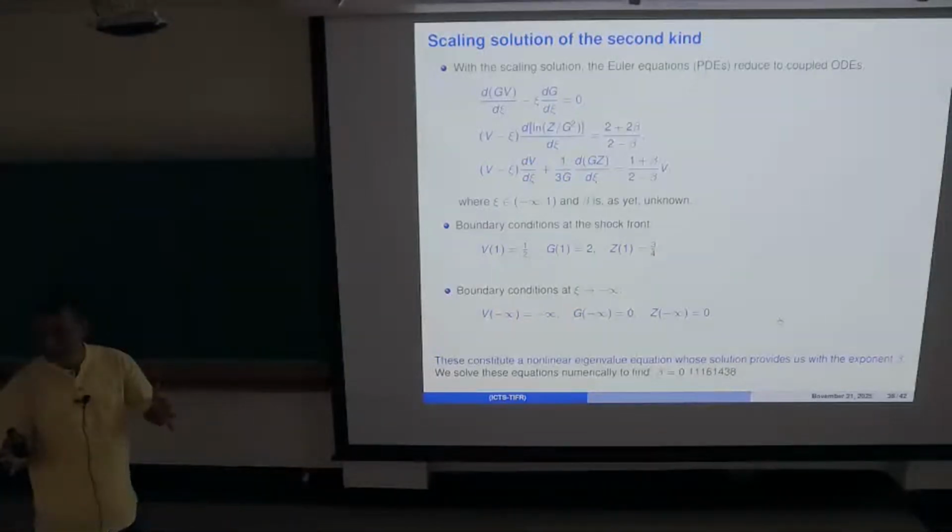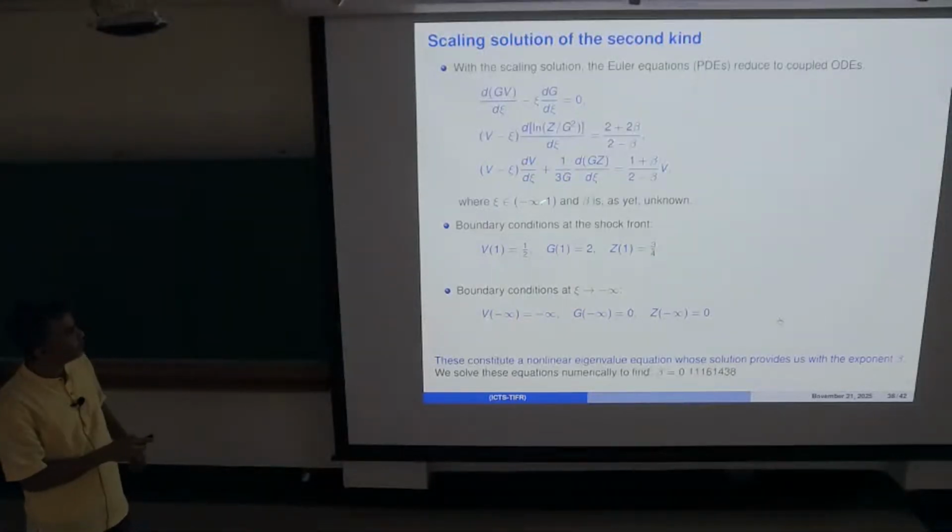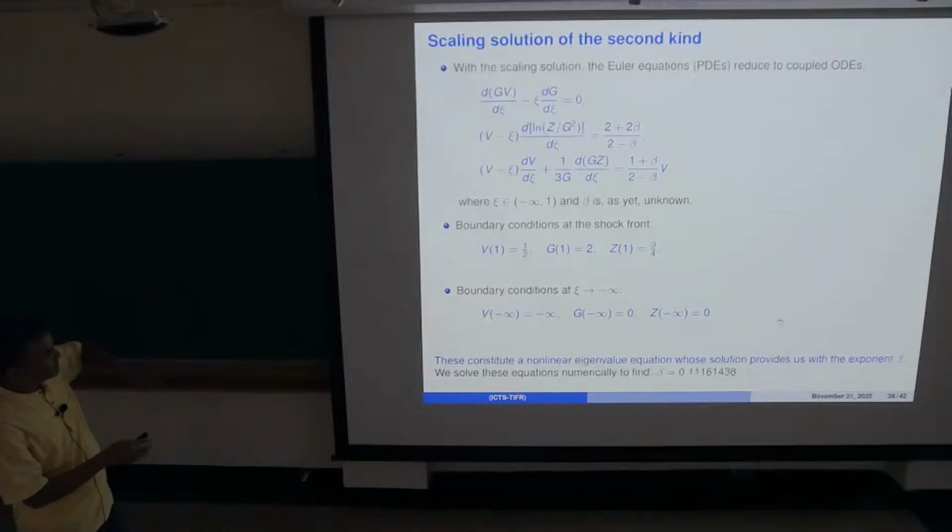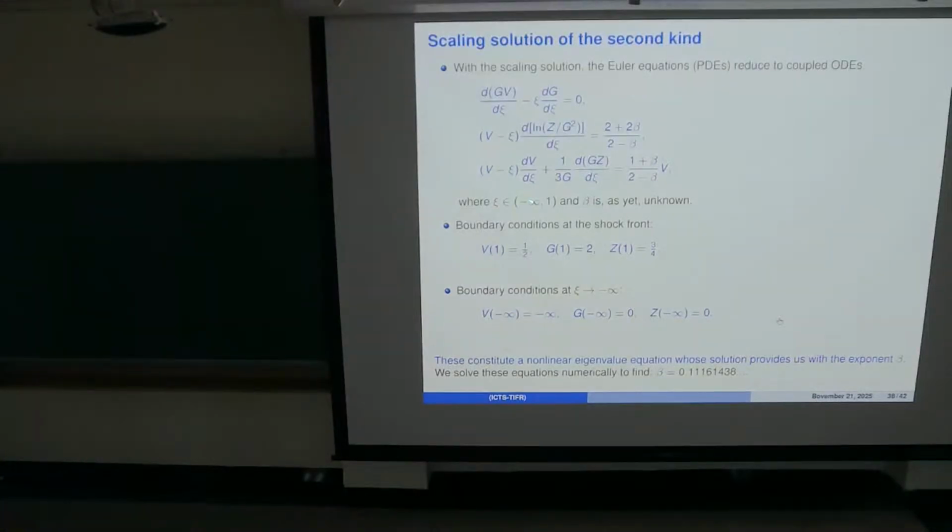The range is not from -1 to 1, but from -infinity to 1, because on the left there's no shock front. It's just a dilute gas. On the right, these are what are known as the Rankine-Hugoniot boundary conditions. But on the left, we use different boundary conditions, which are zero. We just guessed that these are reasonable boundary conditions, and so we have to solve these equations with these boundary conditions.